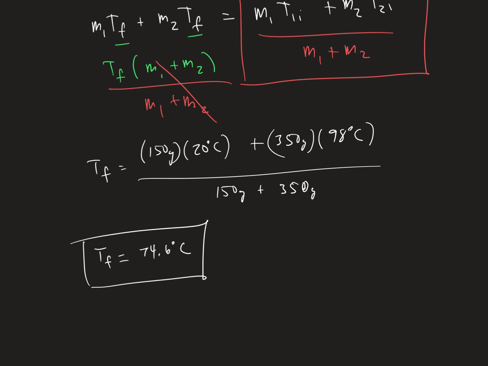And if you look at your answer, it's between 20 degrees Celsius and 98 degrees Celsius, and it should be. What should it be closer to, 98 or 20? Why? Because there's more of the 98, right? So it should be closer. So just look at that and make sure, okay, does it make sense? Does that make sense to everybody? My way of thinking? Okay.